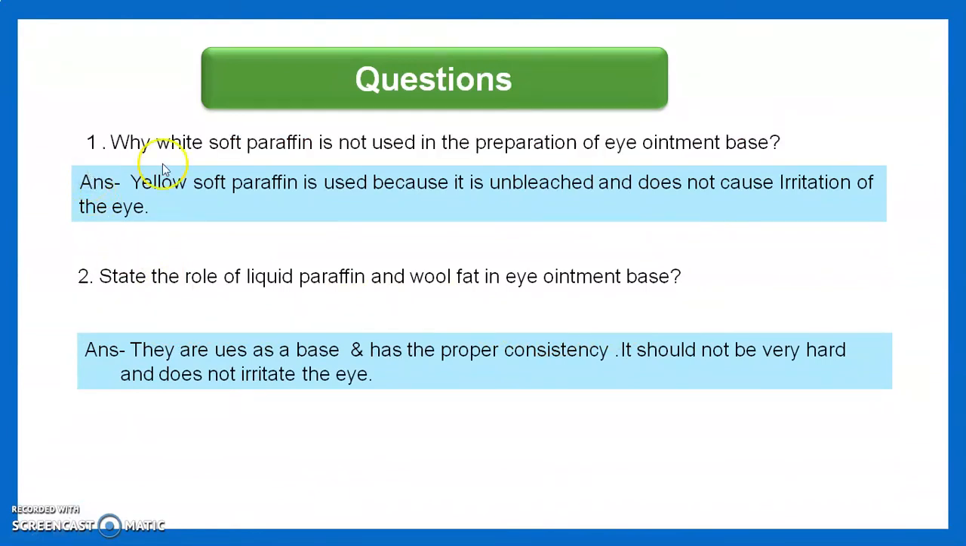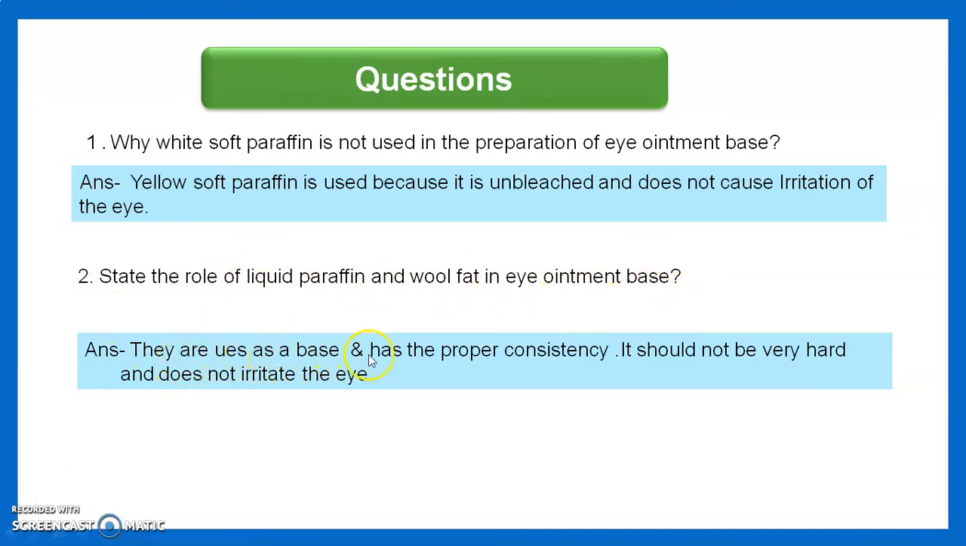The first question is, why is white soft paraffin not used in the preparation of the eye ointment base? Yellow soft paraffin is used because it is unbleached, so it does not cause irritation to the eye. White soft paraffin is a bleached one, it contains a bleaching agent. Then next, state the role of liquid paraffin and wool fat in the eye ointment base.